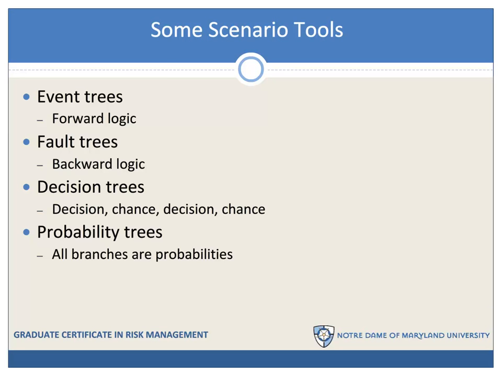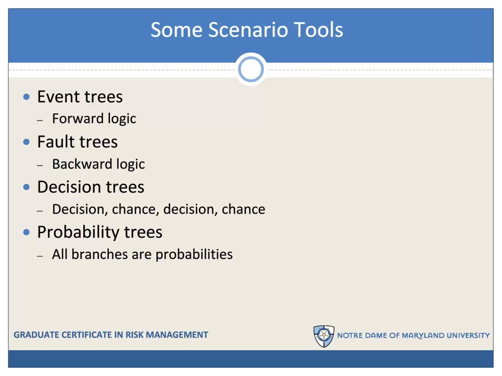Event trees are tools that we can use to structure scenarios. Here are some other scenario tools. Event trees use forward logic. Something happens and then we look at all the possible outcomes in an uncertain future. Fault trees use backward logic. We begin with a result. There's been a murder, and we work backwards from that to identify all the possible suspects.